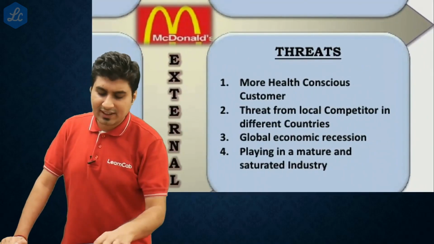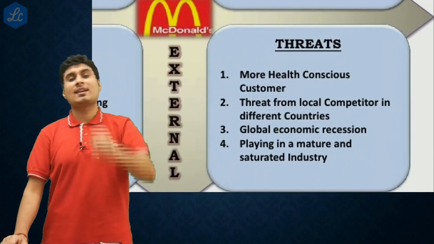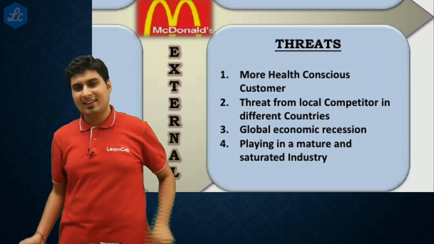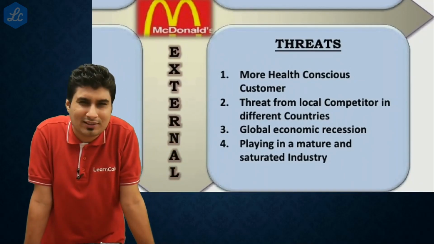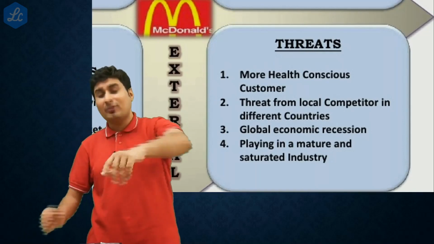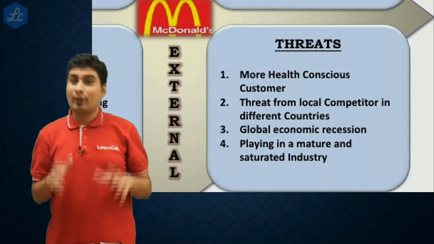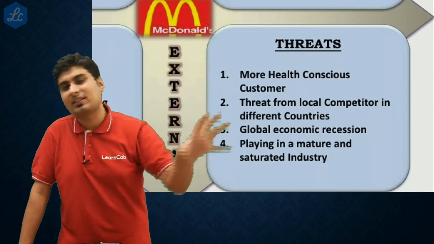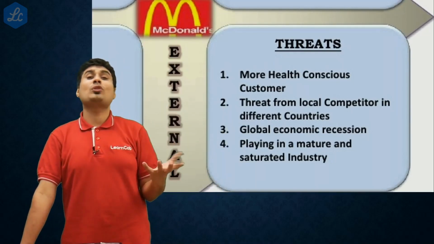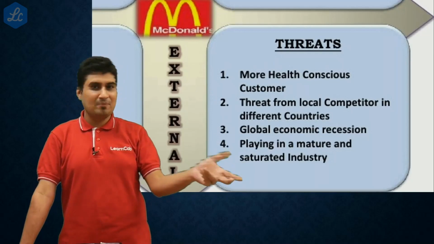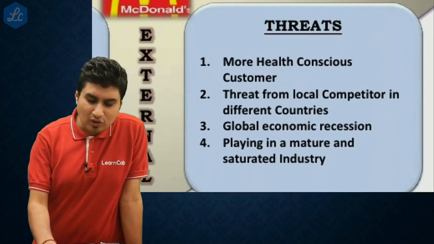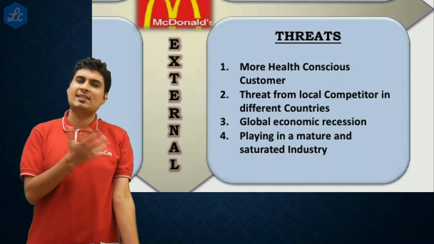What is a threat? More health conscious customers. See, earlier if people were fat, they were found to be cute. He's fat but very cute, some girls say. No, now they want good boys, okay? They want good girls, health conscious. So this will of course reduce sales, it will be a threat. Why? Because McDonald's offers what? Unhealthy products. People want to be healthy. McDonald's, you are unhealthy.